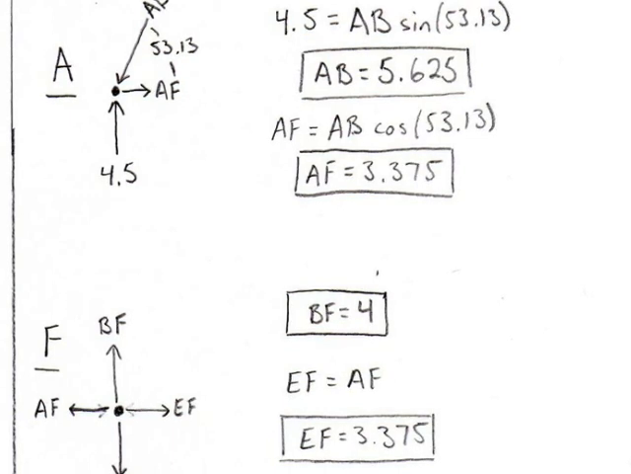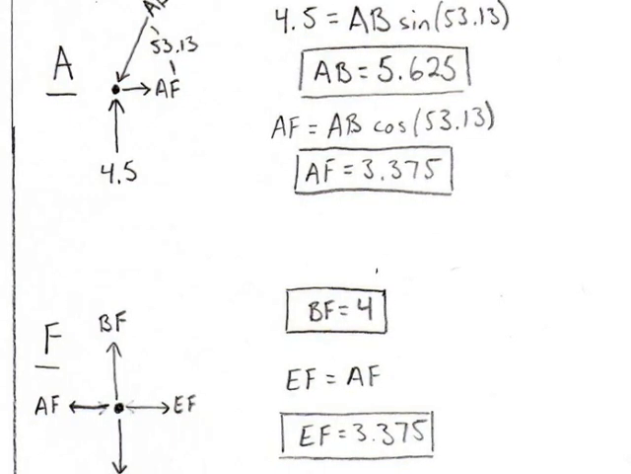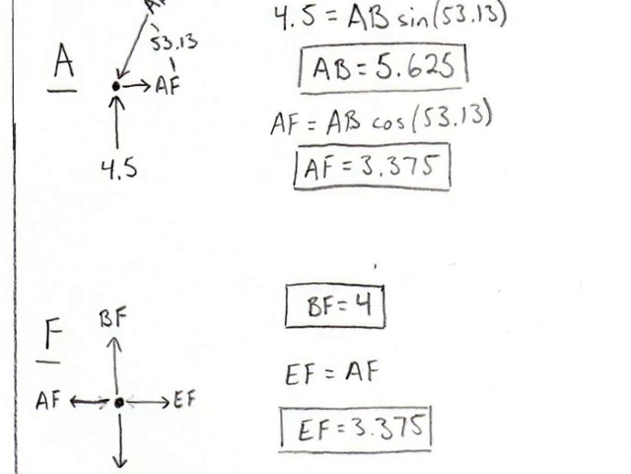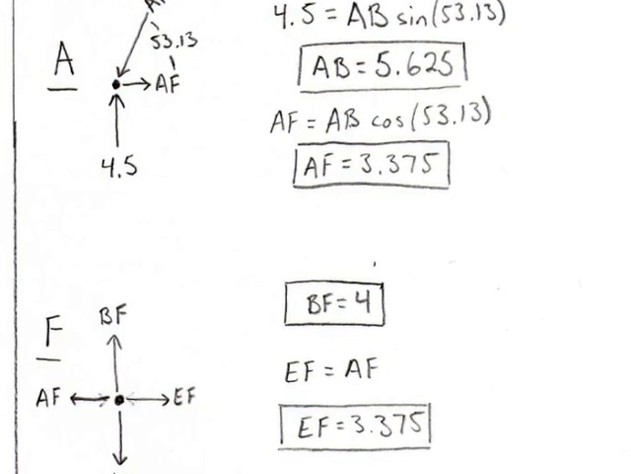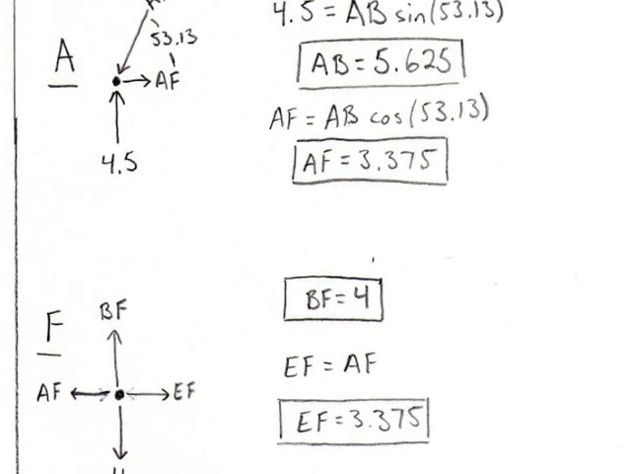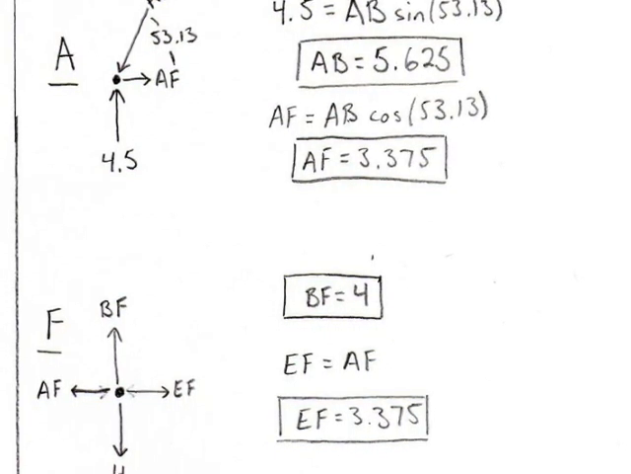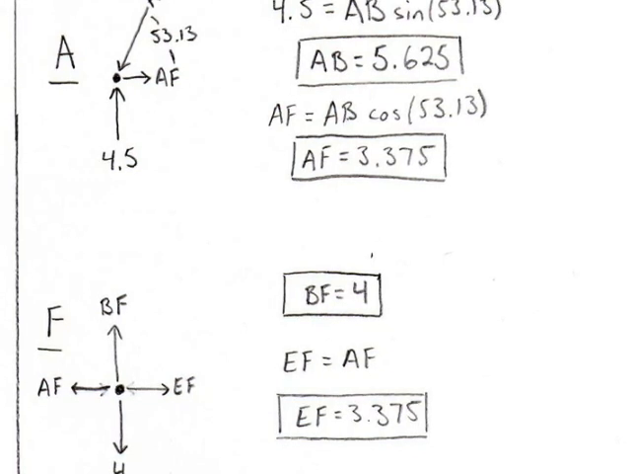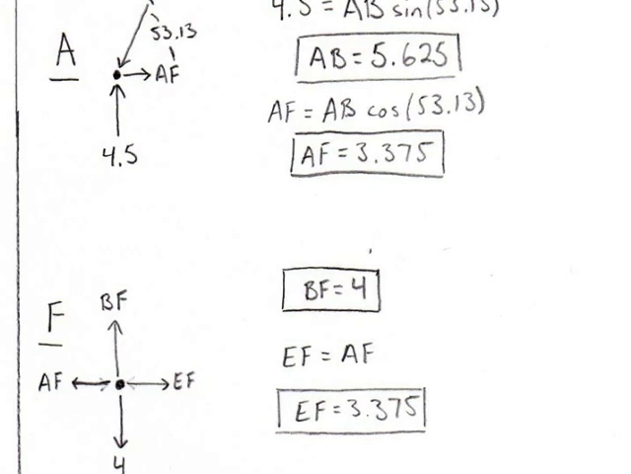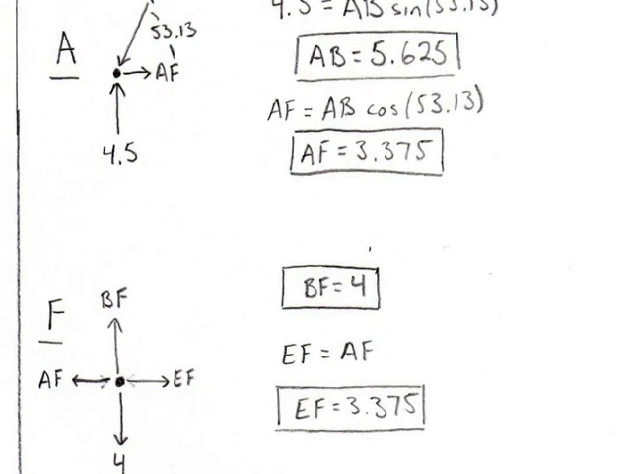From this point forward, we're going to be taking off kilonewtons. We'll bring them back at the end. It just makes the math easier to read. Now we also know that the x component of AB is equal to AF, so that the left force on that joint equals the right force on that joint because the joint is not accelerating. So AF equals AB cosine of 53.13, and member AF equals 3.375.